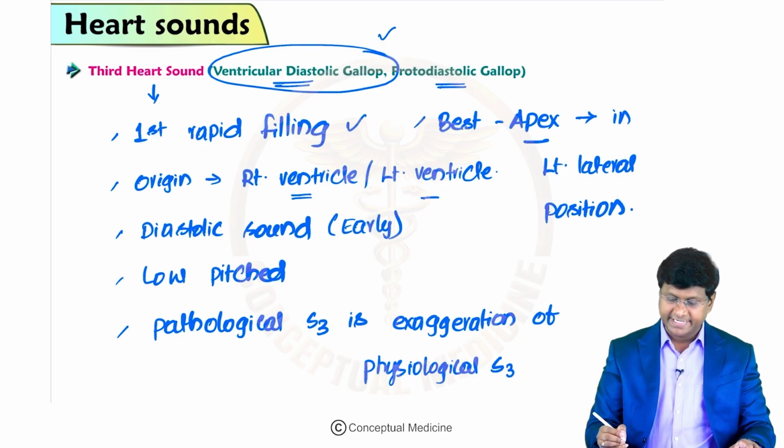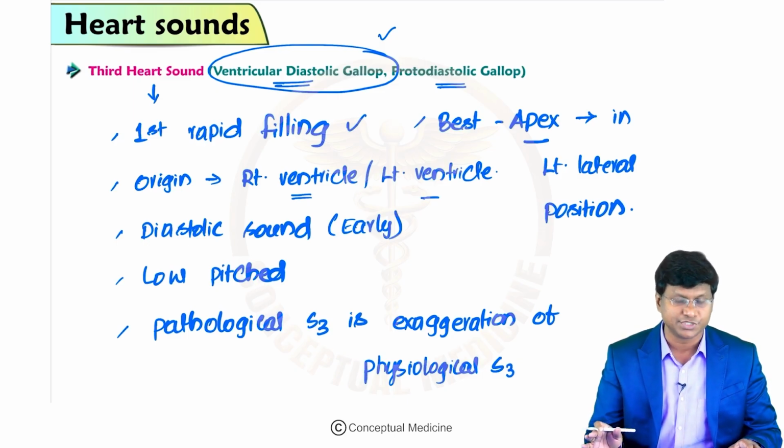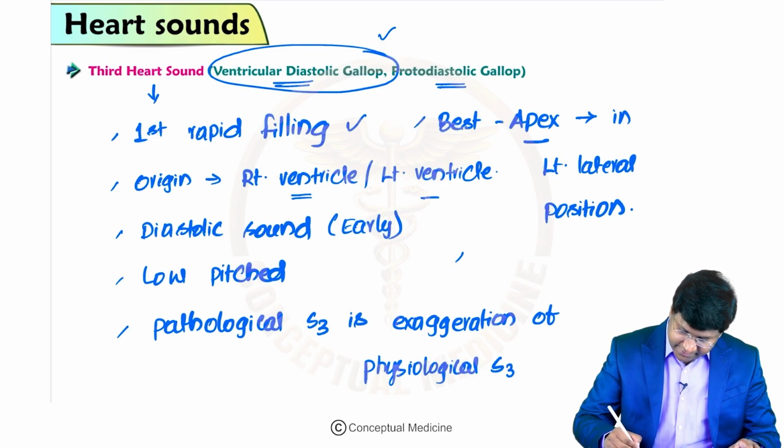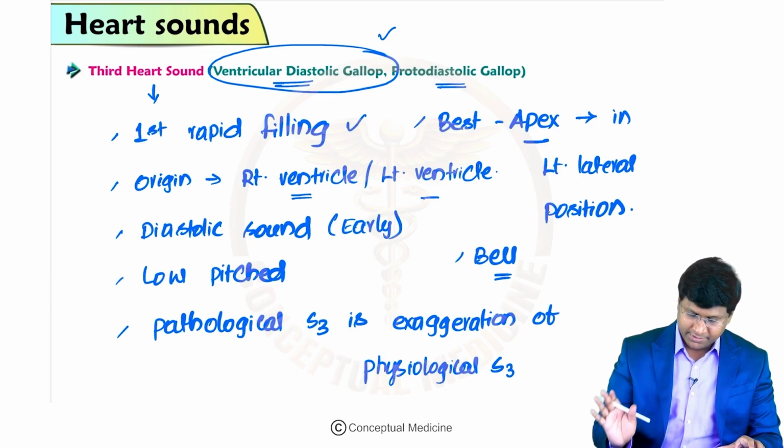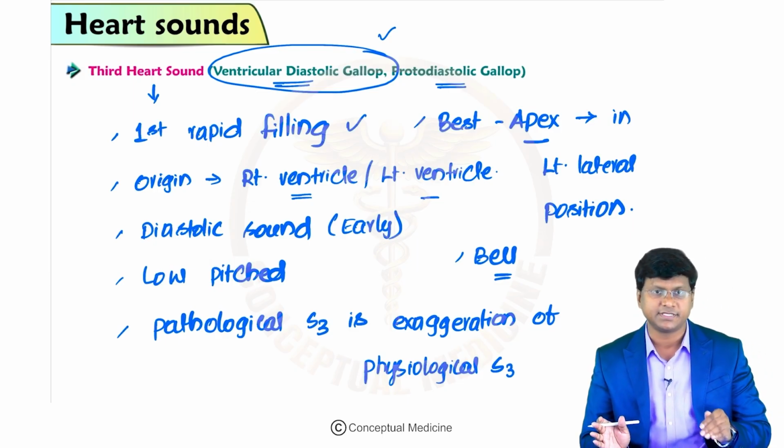Right, it is best heard at the apex of the heart in left lateral position. And how do you hear that? You will hear that with the bell of the stethoscope. So, that is the basic introduction of the third heart sound.